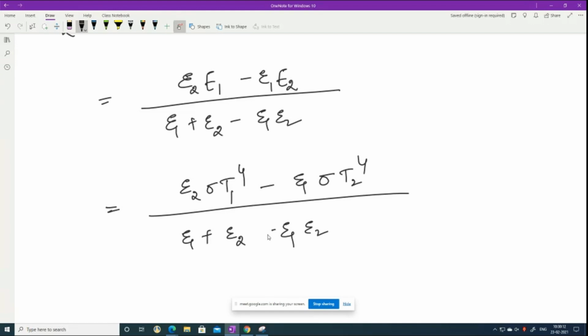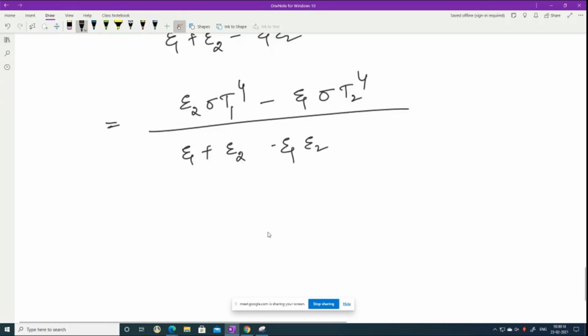If you don't want to take the black body radiation, you will also get the expression.